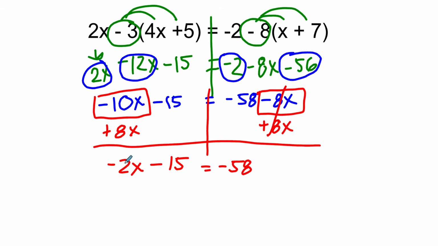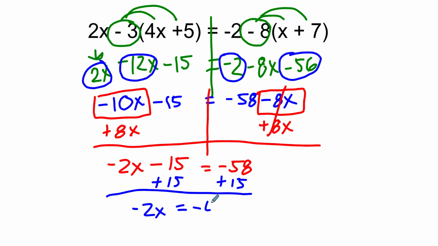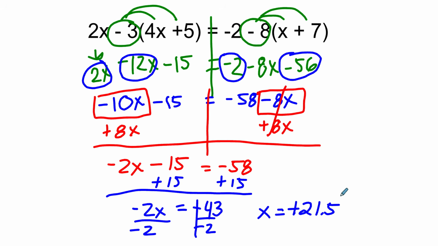Notice again, we have a problem that we know how to solve from here. Plus 15, plus 15. Negative 2x equals negative 43. Divide both sides by negative 2. We get x equals, a negative and a negative are going to make a positive. 43 divided by 2 actually comes out to be a decimal, but that's totally okay because sometimes numbers don't always have to come out as perfect whole numbers. So our answer is x equals 21.5.